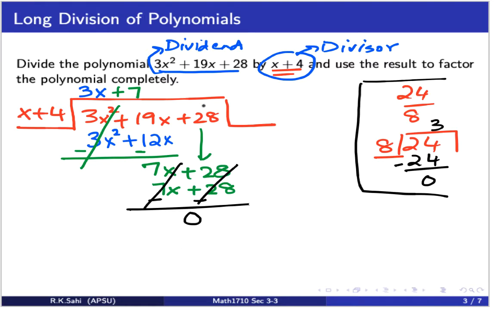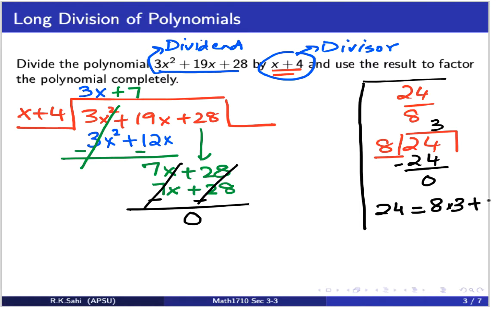So how do we write this one? I'm going to go back to the earlier problem again and match it. How do we write 24? 24 is written as 8 times 3 plus the remainder 0.